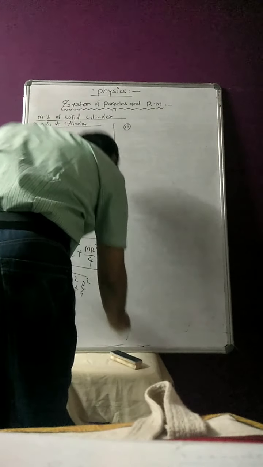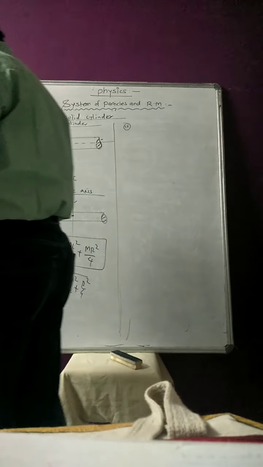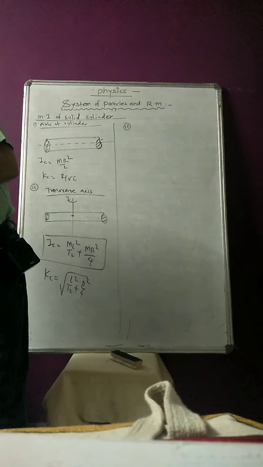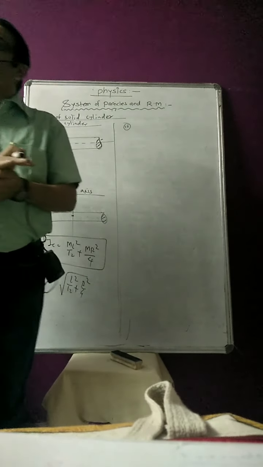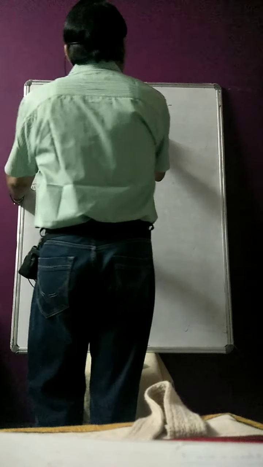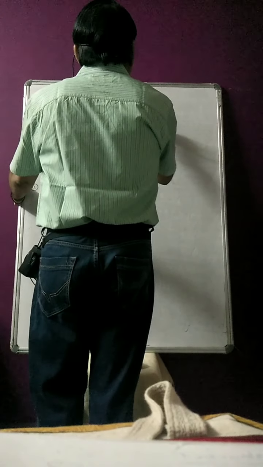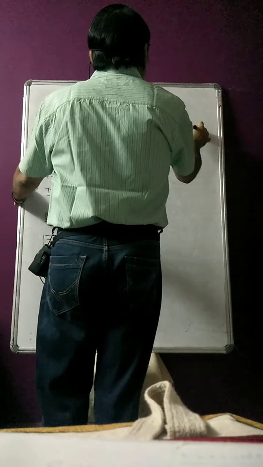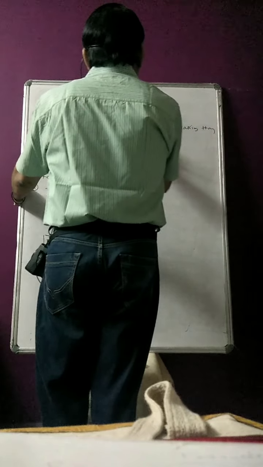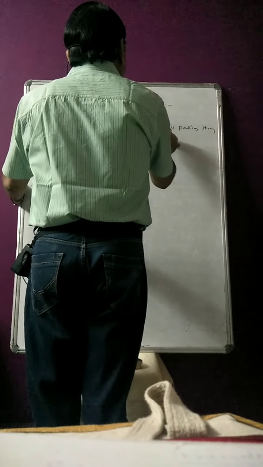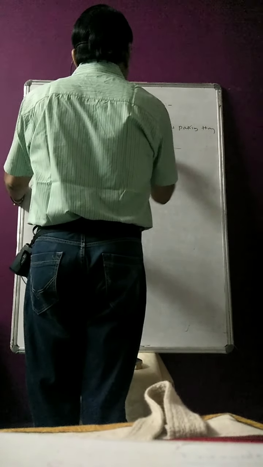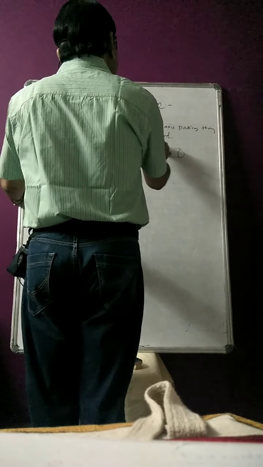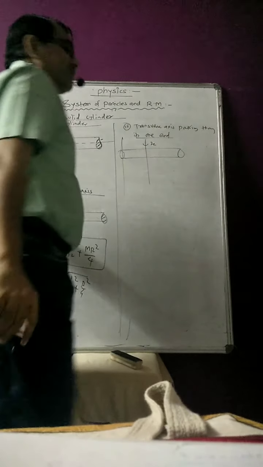The moment of inertia of the solid cylinder about which axis? The transverse axis passing through its one end. That also you can calculate very easily. You know I_C, and he is asking about this point.